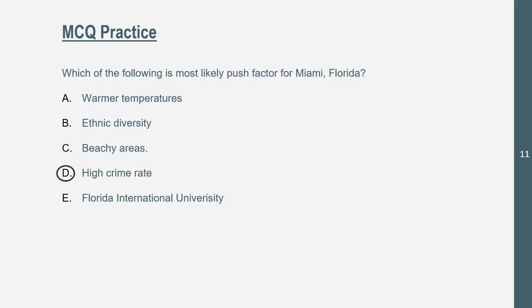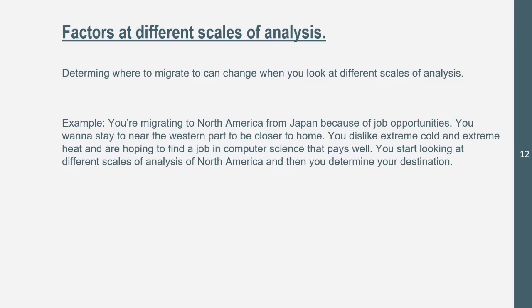Florida International University and ethnic diversity, those both have diversity in there. University means that there's education. People are getting smarter. And then ethnic diversity, most people are for diversity. People do different things of different groups. And then, of course, high crime rates, push factor. This one's a pretty simple answer. It's a high crime rate. No one wants to be in an area with a high crime rate unless you're committing crime, I guess.